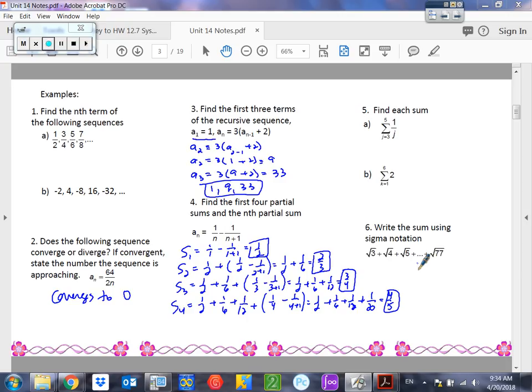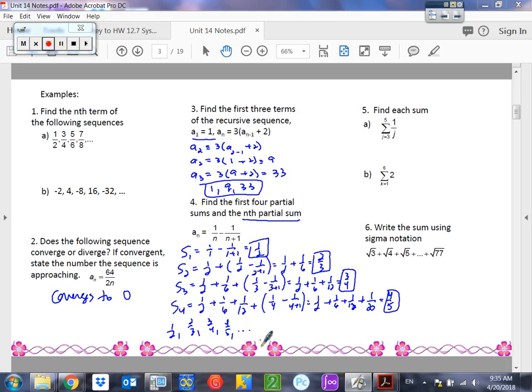So they want me to find the nth partial sum. So that means they want me to get a formula for the sums. So what I would need to do is write them out, just so I can look at them: 1/2, 2/3, 3/4, 4/5. Are we seeing a pattern develop there?